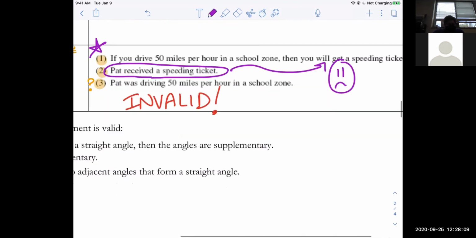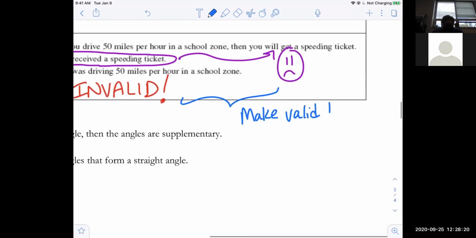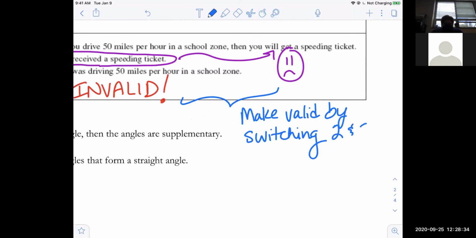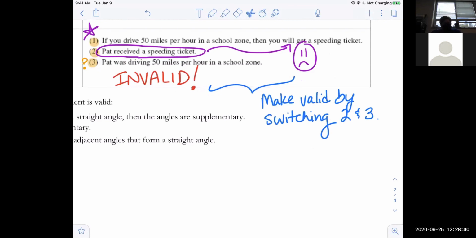So if we had, you could make this valid by switching 2 and 3. When I give you these sentences, you want to assume that it's in the order that you should be considering it. The last thing would be your conclusion, right? Make it valid by switching statement number 2 and statement number 3. So if it said, if you drive 50 miles per hour in a school zone, then you will get a speeding ticket. And then the next statement said, Pat was driving 50 miles per hour in a school zone. Here's somebody who was doing that. Your conclusion would be that that person got the speeding ticket, so Pat got a speeding ticket.